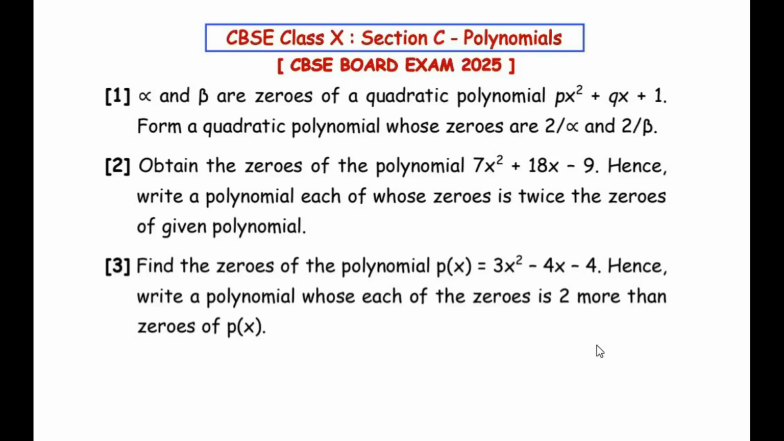In this video we are going to solve section C, that is 3-mark questions from the Polynomials chapter which had appeared in the CBSE board exam 2025. Now in this video we will be covering 3 questions. You will find each question along with their timestamps in the description box below. So let us start with the first question now.